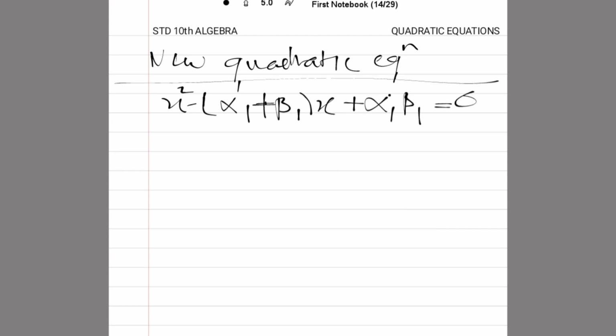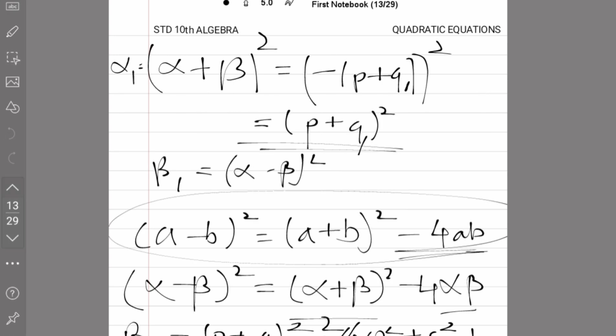So this is the equation which we have learned when we know the roots and we have to find the equation, right? So in this we know alpha and beta, and we need to get the values of alpha 1 plus beta 1 and alpha 1 into beta 1. So alpha 1 plus beta 1 is equal to, what is the value of alpha 1?